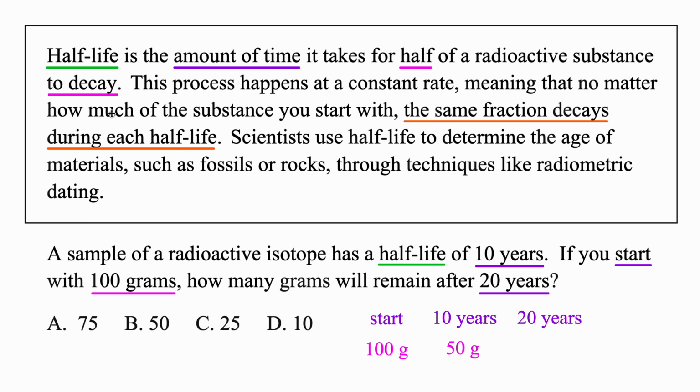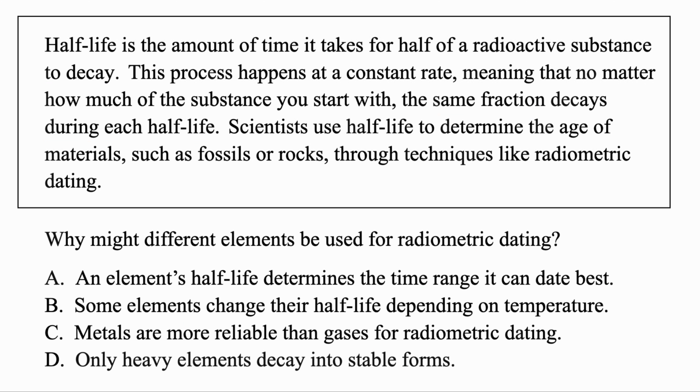The same fraction decays during each half-life. So half of 50 gets us to 25 grams. So that's it. From start to finish, we went 10 years, it got cut in half. We went another 10 years, it got cut in half again. So 20 years later, we've got 25 grams available. So final answer there. So even if they don't give you this exact question, knowing what half-life is provides some background if you see another question about it, like this last one here.